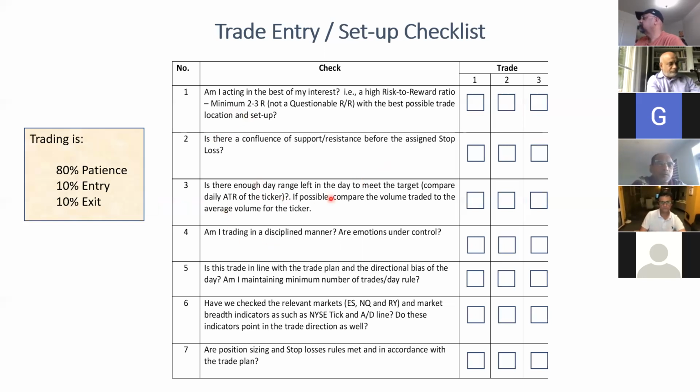Is there enough day range left in the day? Now it's lunchtime. After lunchtime, the stock has already covered $5 of range. Normally, the average range is $4. So, if you enter a stock at this point of time, is it likely that it will give you another $2, $3? Not really. Compare the daily range. Yeah. Am I trading in a disciplined manner? Are emotions under control?